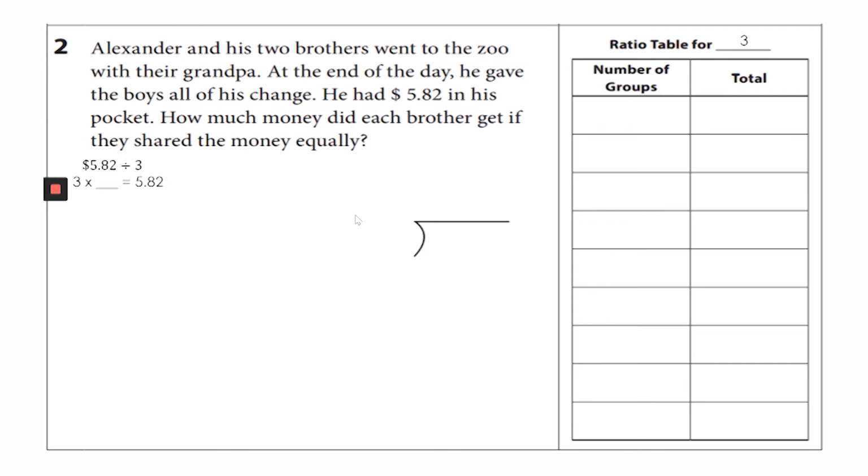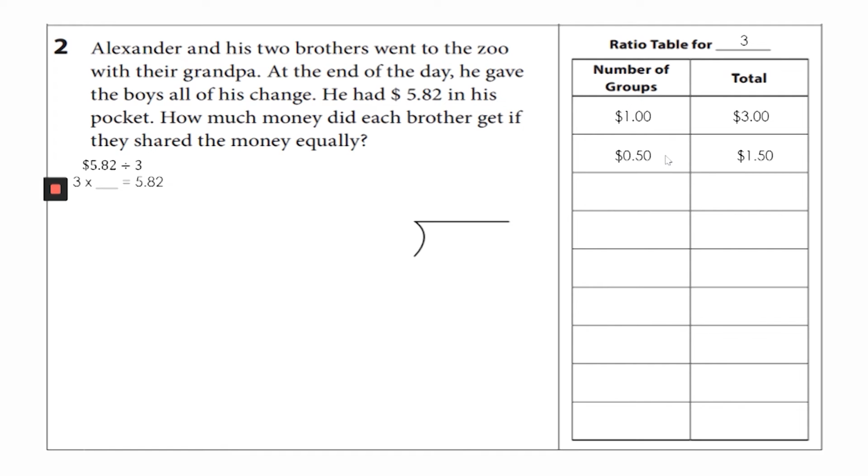Okay, let's use our ratio table again to solve this problem. The first thing I did was $1 times 3, and that's 3, like I said before. If each of the boys got $1, then he would have had $3 in his pocket. Okay, but we're not there yet, are we? If each of the boys had 50 cents, he would have had $1.50 in his pocket.